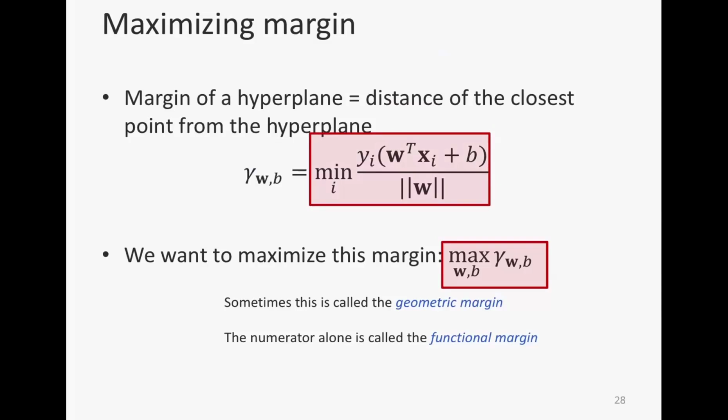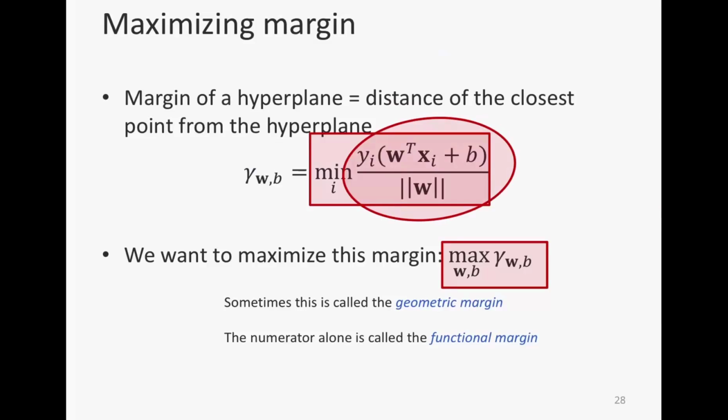That's all there is conceptually. Everything after that is actually doing this practically. Just a matter of terminology. Sometimes this quantity here that I defined as the margin is called the geometric margin, and just the numerator alone, y(w transpose x plus b), is called the functional margin.